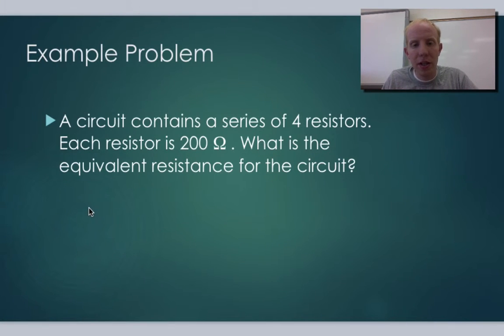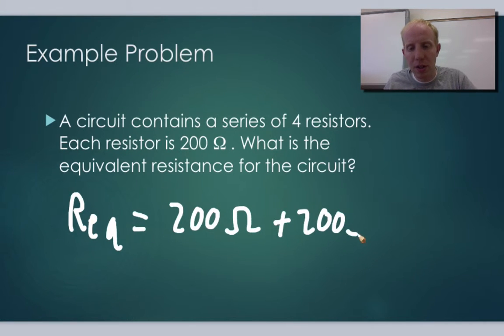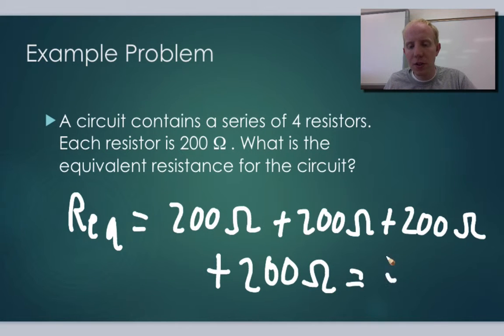A circuit contains 4 resistors in series. Each resistor is 200 ohms. What is the equivalent resistance for the circuit? Really easy. The equivalent resistance is just 200 ohms for the first resistor, plus 200 ohms for the second, plus 200 ohms for the third, plus 200 ohms for the fourth. Basically 200 ohms times 4, which gives you a total resistance of 800 ohms.